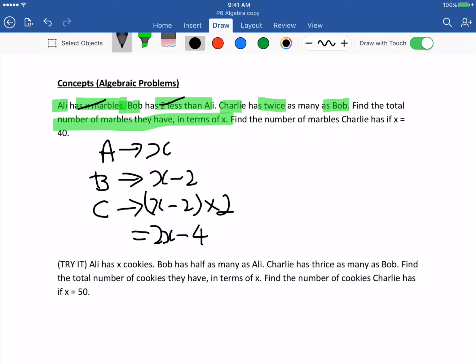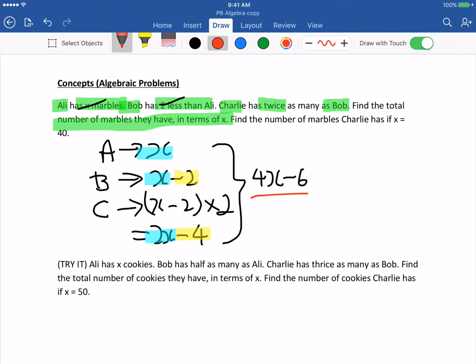The question wants to find the total number of marbles they have. So what you need to do is try to find the total right here. We take X plus X plus 2X. What's X plus X plus 2X? 4X. Next one, we take negative 2 minus 4. What's negative 2 minus 4? It equals negative 6. That's the answer. That's our total right now.